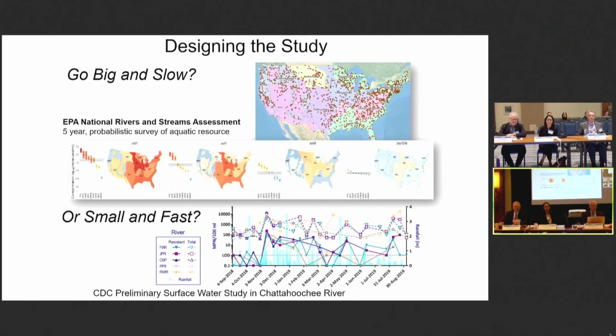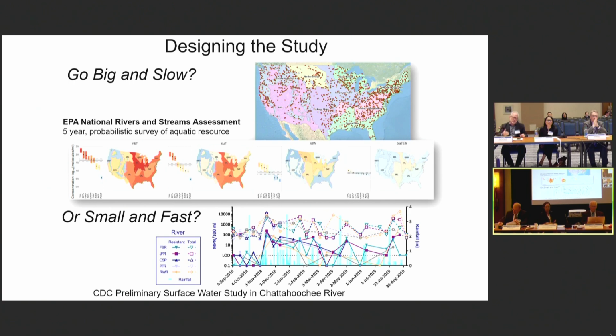So when you're designing this kind of study, one really maybe crude way to phrase it initially is, do you want to go big and slow, or small and fast? And when I'm talking about big and slow, it's like the spatial scale of it. Do you want to get a national scale picture of this? And that picture on the top is a national scale probabilistic survey of all the rivers and streams in the U.S. that EPA conducts on a 5-year basis. I'm going to talk more about that as a way to go big and slow. It gives you that national picture, but you only do it every 5 years, so it's slow.